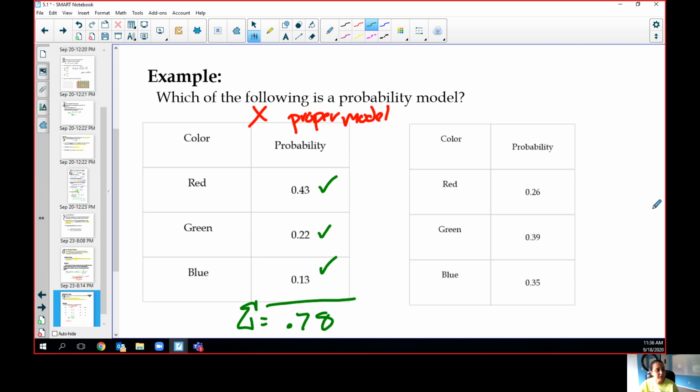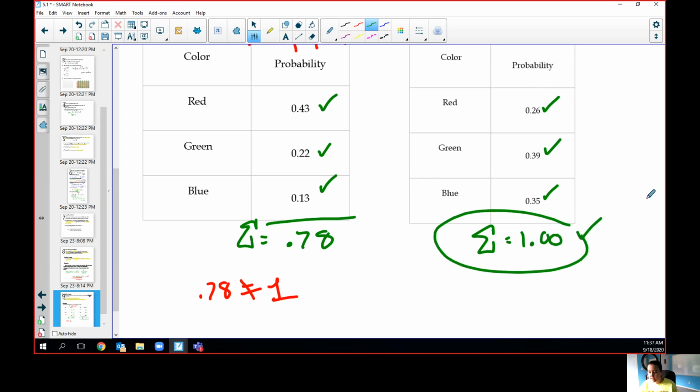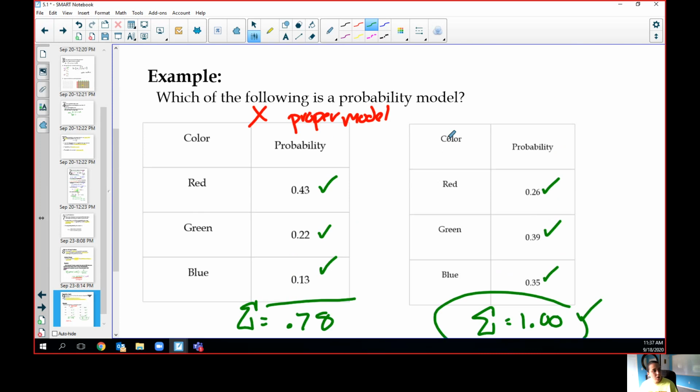So let's check the second one. First, all the numbers are indeed between 0 and 1, so that rule checks. Now let's check to see if we sum to 1. When we add all these together, we do indeed get 1. Because we add to 1, this one checks as well, and we know it is a proper model.